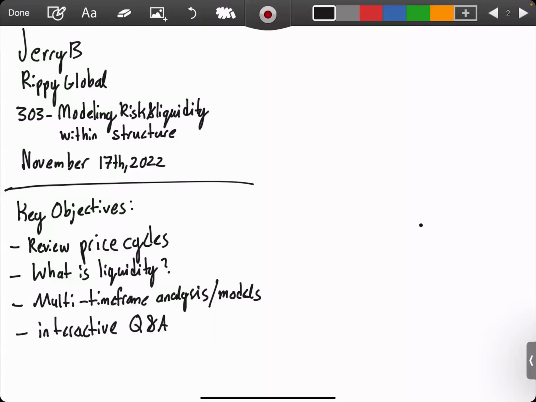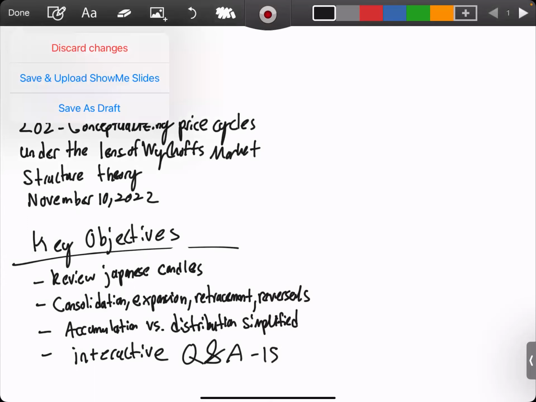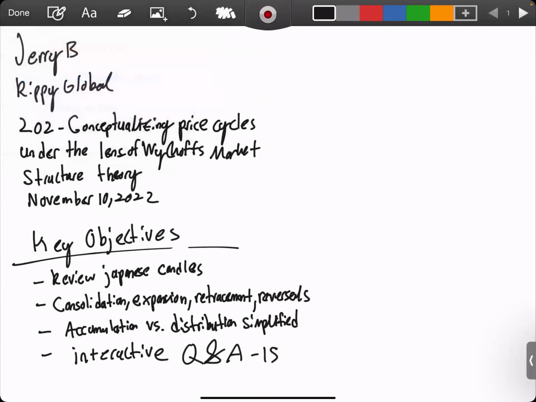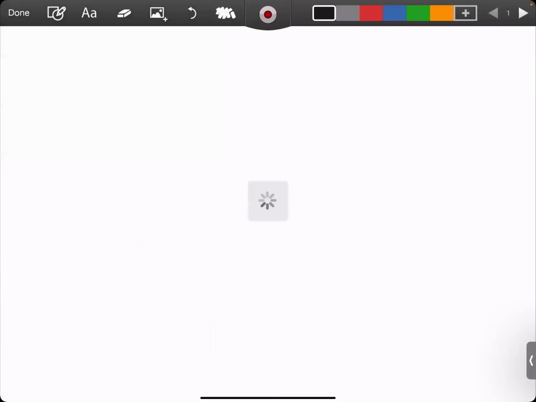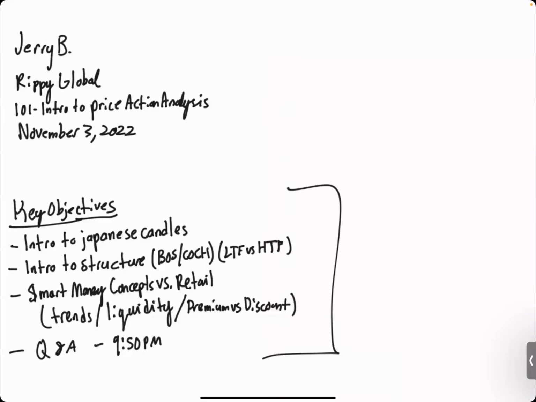So for class 1, we talked about candlesticks, and it just gave us a brief framework into what price action is. We then went on to speak about structure, talking about the breaks in structure. What does a change in character look like? What's the difference between the lower time frame as well as the higher time frame? And then we introduced some smart money concepts as well as retail.